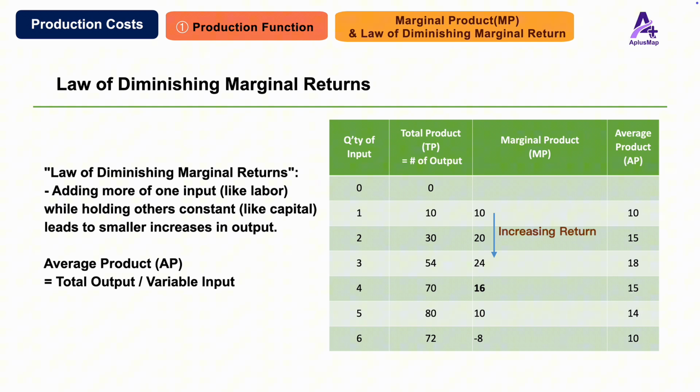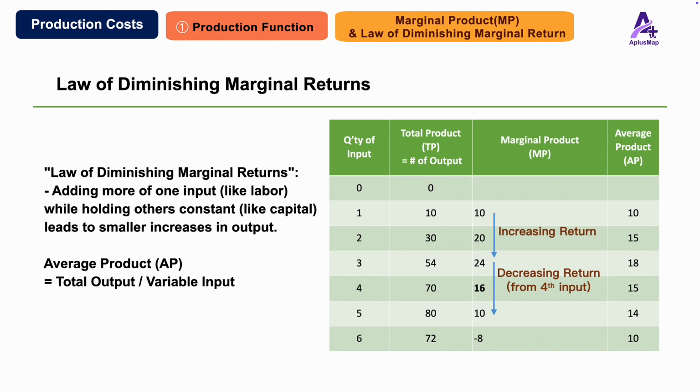Precisely. Let's go back to the bakery example. Worker number 4 comes in. Total cookies reach 70. So they added 16 cookies, from 54 to 70. Only 16, less than the 24 the third worker added. This is the start of decreasing marginal returns. MP is falling, but it's still positive. You're still getting more cookies overall. Still good, but not as good.